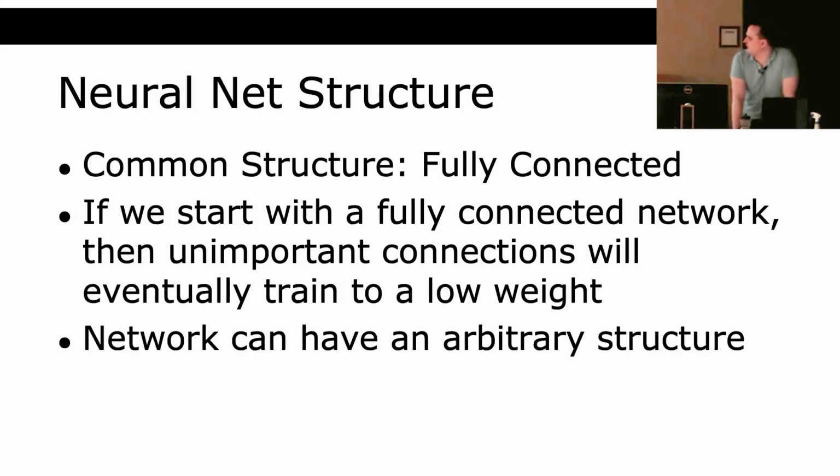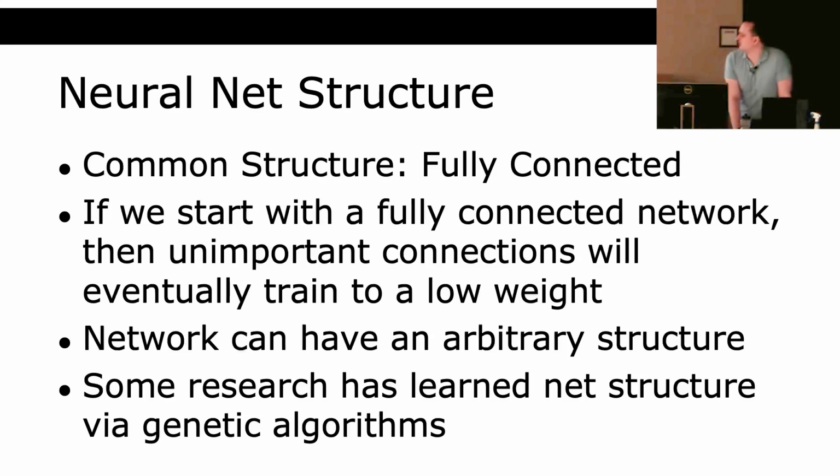But the important thing is the network could have an arbitrary structure. And it turns out that the fewer connections you have in a network, the less time it takes to do the training because there are fewer weights, right? So the fewer weights you have, the less time it takes to train. So if you could get away with using a smaller or less connected network, you would want to do that if possible, because it would take less time to train.